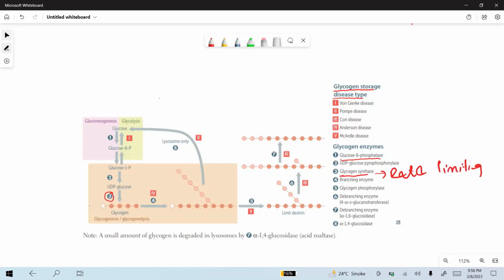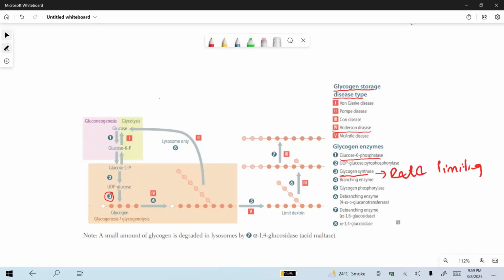This is the linear form of the glycogen. It is converted into the branched form of glycogen through the branching enzyme. If this branching enzyme is deficient, it will lead to Anderson disease, while this branched form is then converted into the limit dextrin.